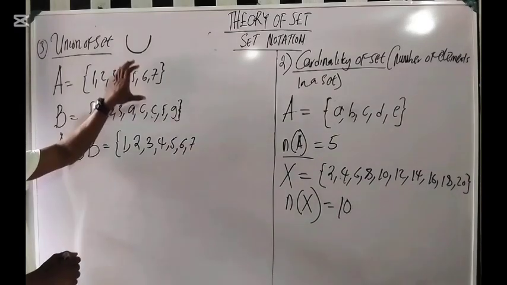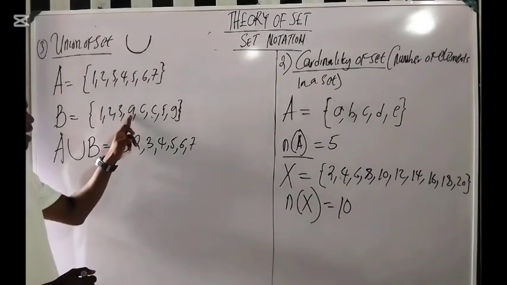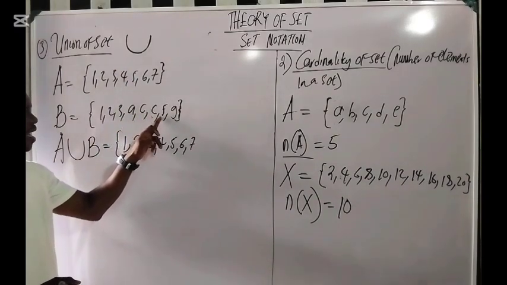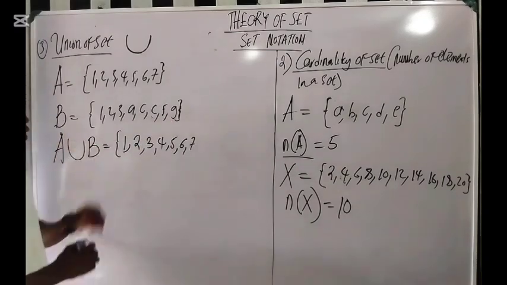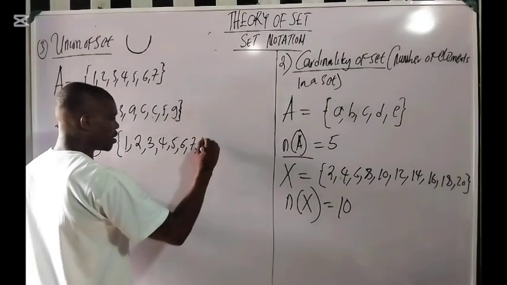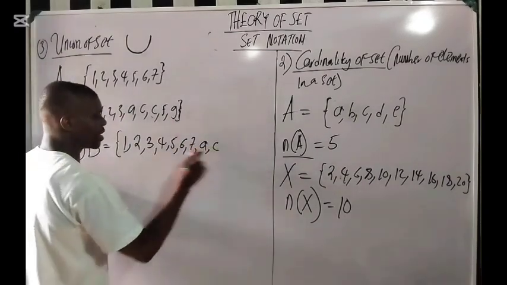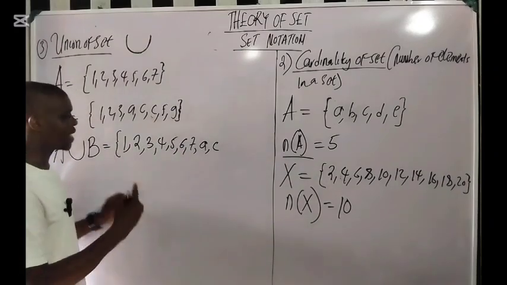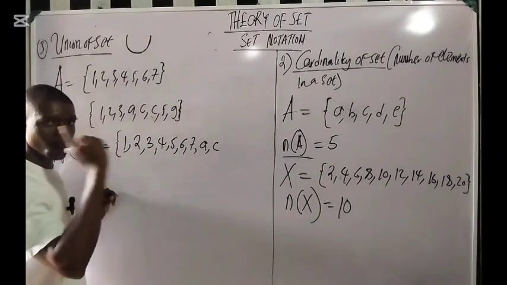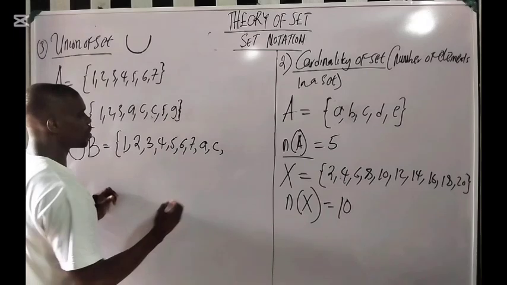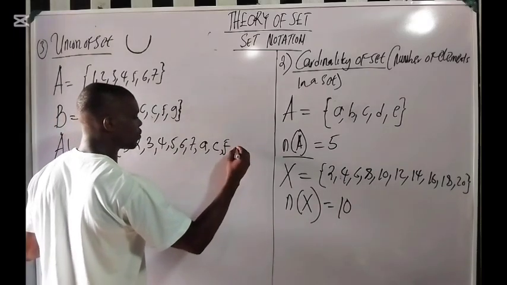After this, we also have A, C, F, G. So I pick A, C. Now remember, C repeats twice, so we are only going to take one C. Then here we have F, and here we have G.